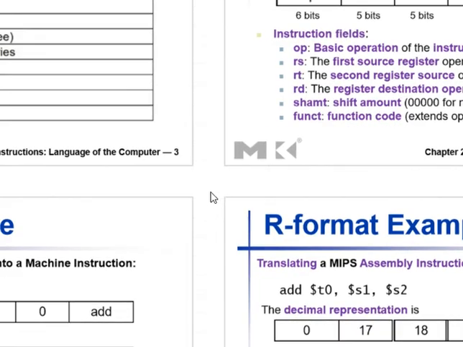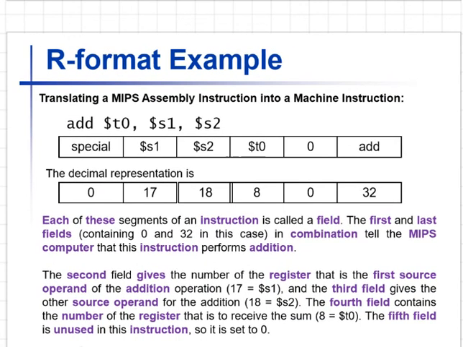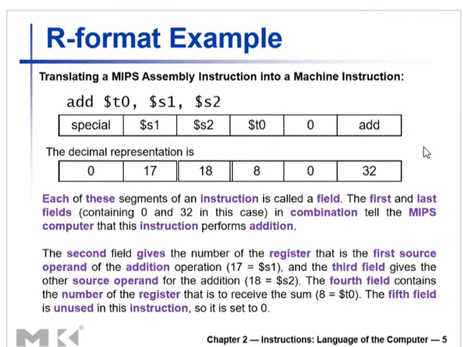So let's look into one example for the R format. It's here. This is an example for the R format. The instruction written here is add $t0, $s1, $s2. Let's break it down into the fields.